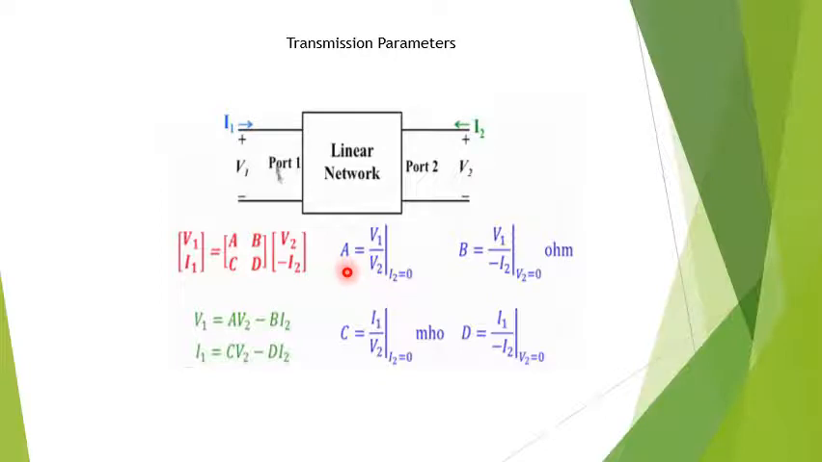The first transmission parameter that I get is A is equal to V1 upon V2, which is a voltage ratio, so there is no unit. Transmission parameter C is I1 upon V2, which is in the admittance form, so the unit for C is mho. The other two transmission parameters I get by short circuiting the output port or by putting V2 equal to 0. Transmission parameter B is equal to V1 upon minus I2. It's in the impedance form, so the unit for transmission parameter B is ohms. And D is I1 upon minus I2, which is a current ratio, so D will not have any unit.